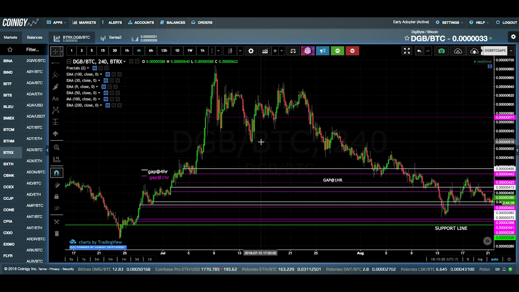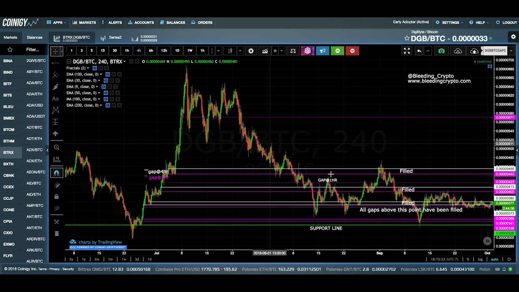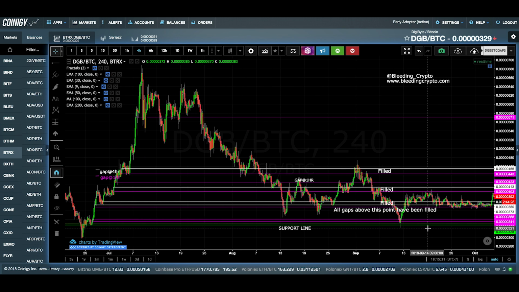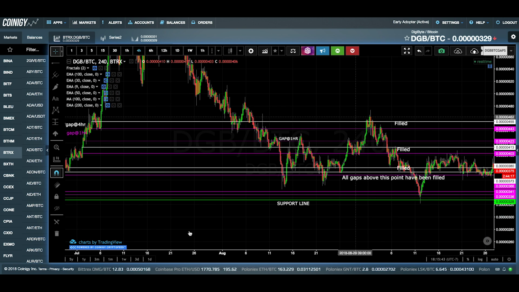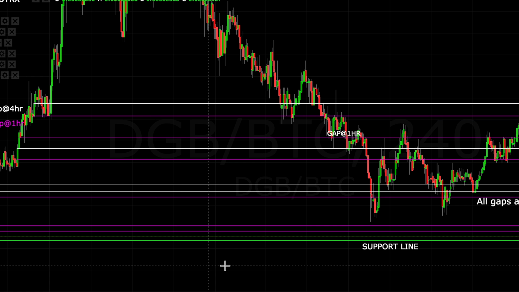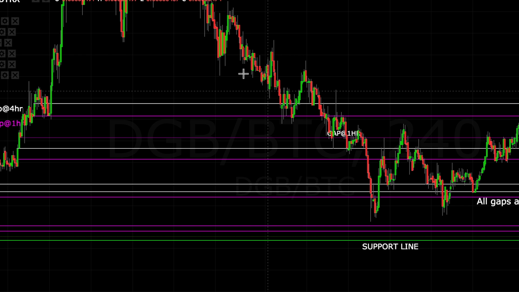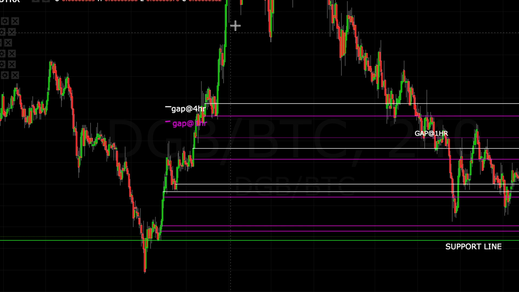Now, it took a total of 3 months before all of these gaps were filled, and it bounced almost perfectly on my support line, and it started to go right back up. And that's generally what gaps will do. The gaps that are left behind tend to pull the price action down like magnets. So think of the pressure being pulled from the bottom as the price is continuing to rise.